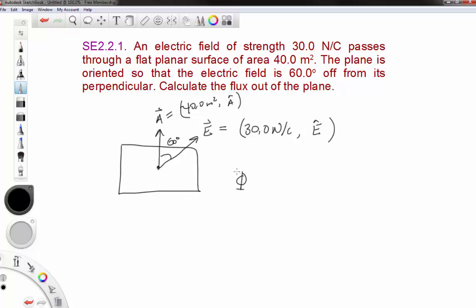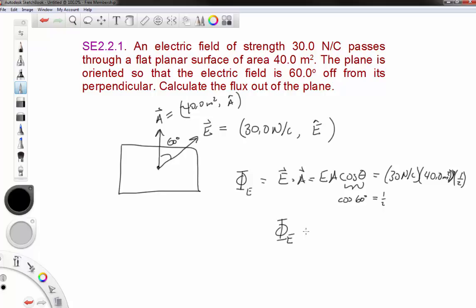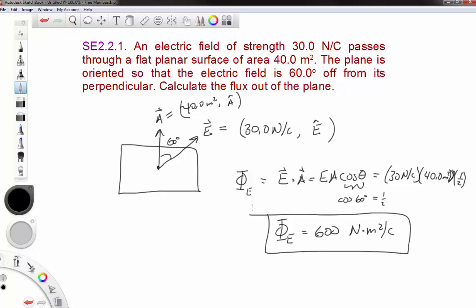So if we want to calculate the flux out of this thing, we use flux equals E dot A, which is going to be E A cosine theta. So we have 30 newtons per coulomb times 40.0 meters squared times cosine of theta. In this case, we are using cosine of 60 degrees, which is a half. So this is 40 meters squared, not 40 meters quantity squared. If we multiply all these things together, half times 40 is 20, times another 30 would be 600. So the total flux is 600 newton meters squared per coulomb. So there, now we've calculated the flux out of this plane.